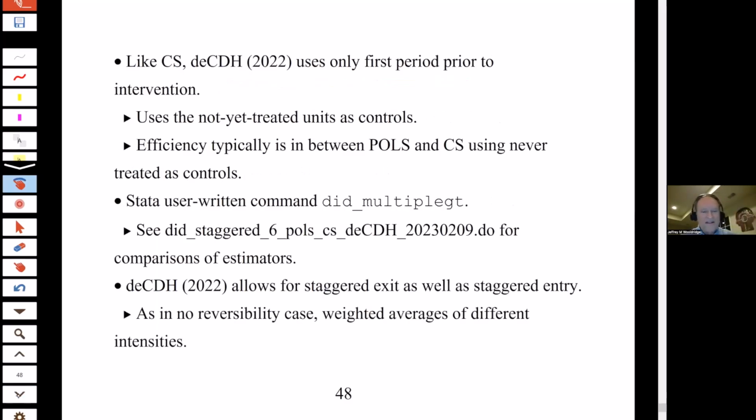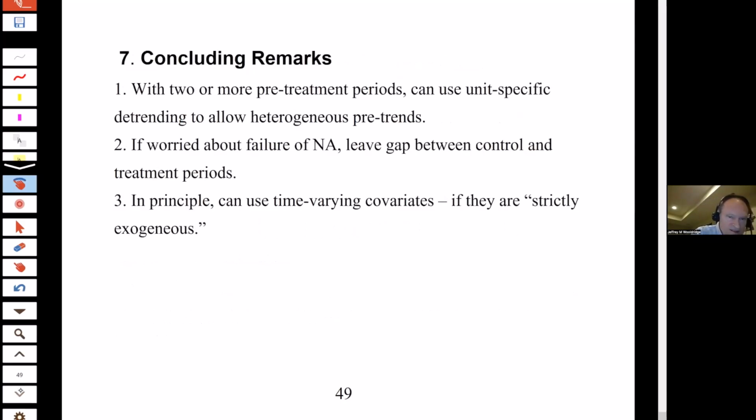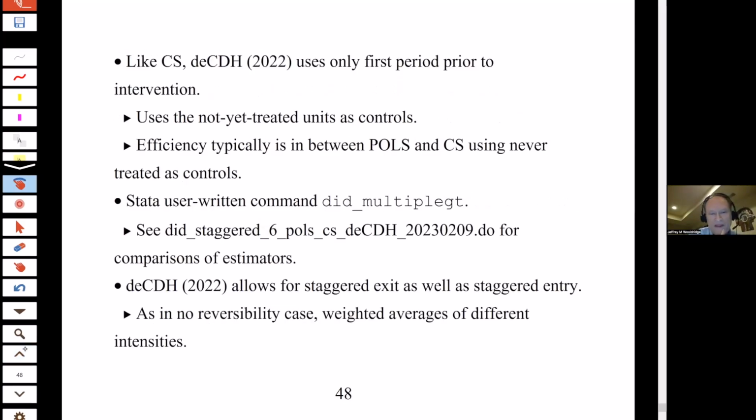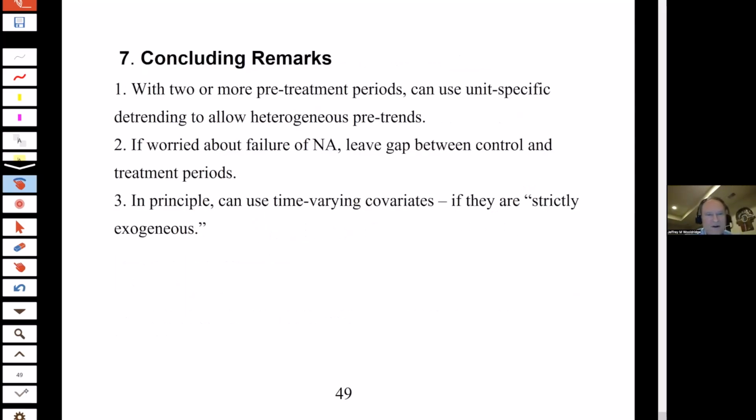Okay, that is not the last slide. Okay, sorry about that. I'll make these do files available. The bottom line is, and then these are the concluding remarks.